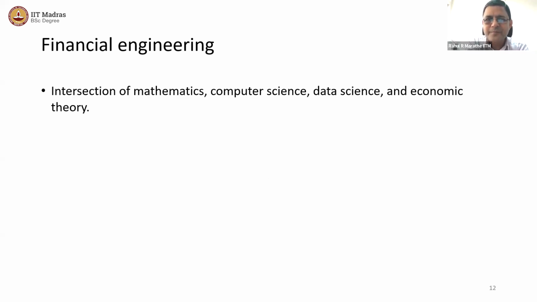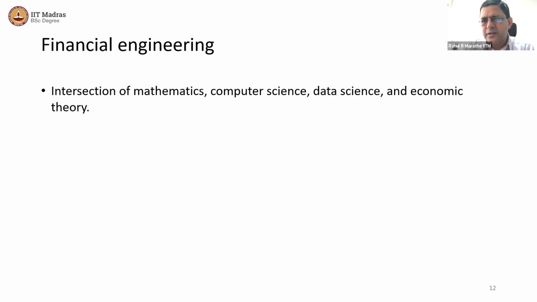The first such domain is financial engineering, right? This term itself has been coined. So financial engineering is supposed to be at the intersection of mathematics, computer science, statistics, data science, and economics, right? So it's the combination of all this. This is essentially engineering financial decisions. That's the way to describe it, and that's why the term has come, right?